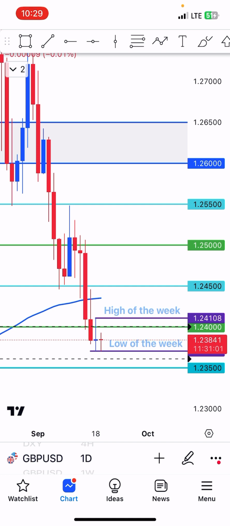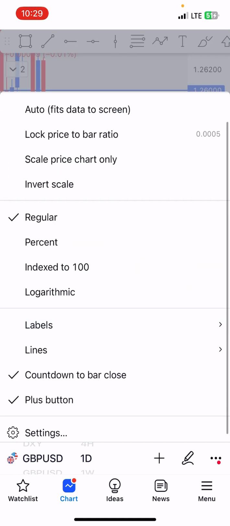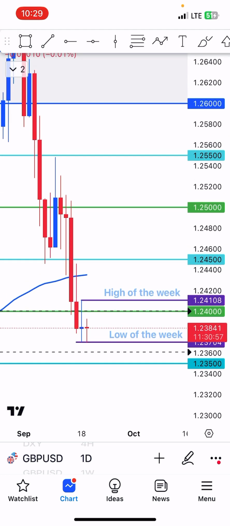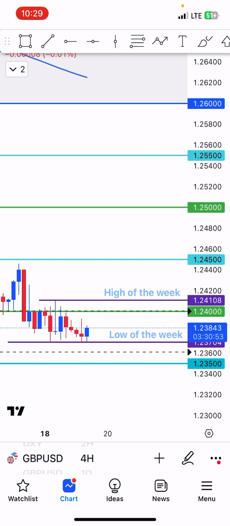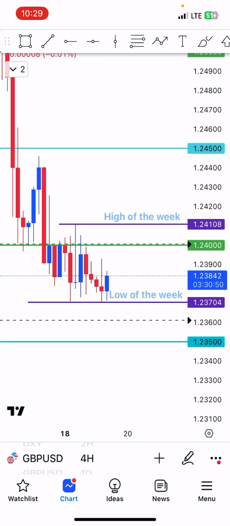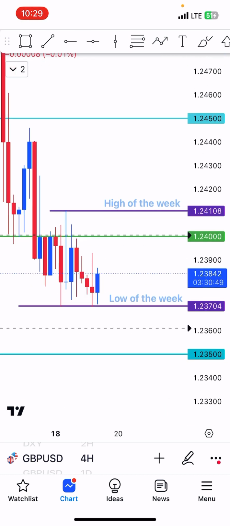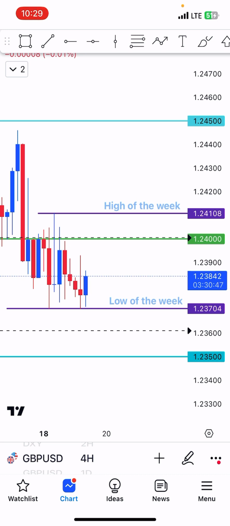So now we are not trading, because we can't trade inside this trend. If we go to the 4 hour, you see how messy and choppy the chart is looking. The chart is looking very choppy.